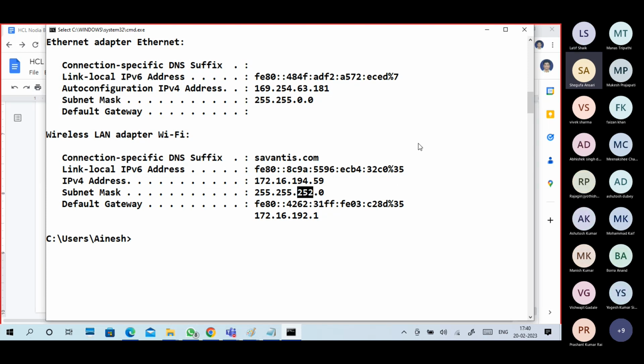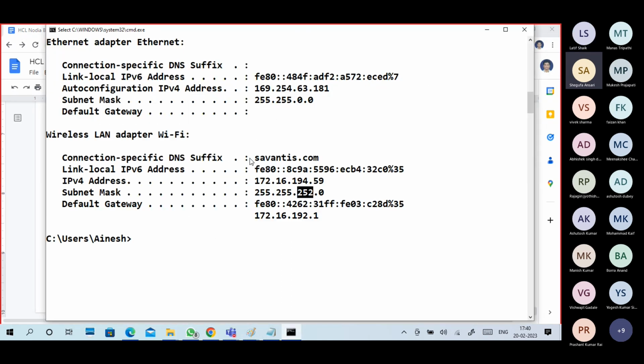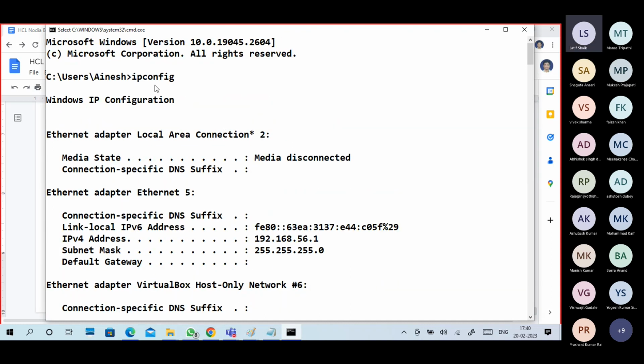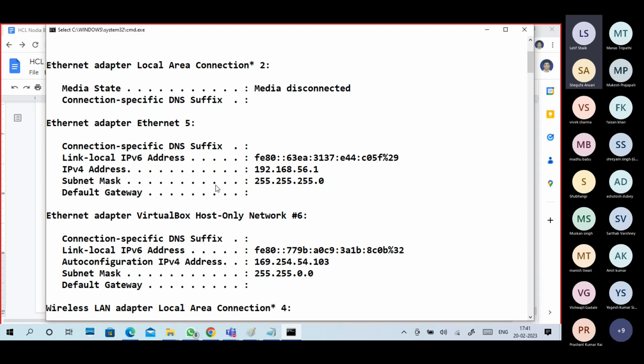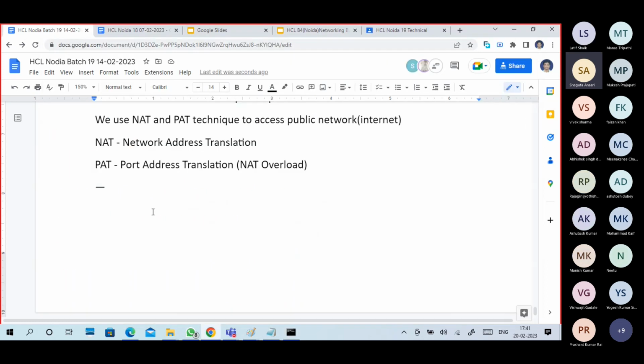Sir, which command do we have to give for checking the IP address? Yes, I use ipconfig. You can use ipconfig. Okay, sir. Ipconfig, all right. Both are the commands.